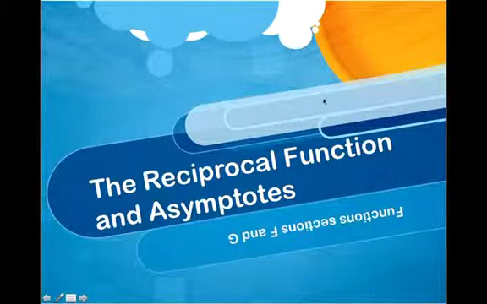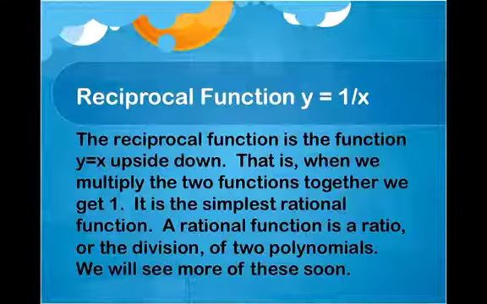In this lesson, we're going to be doing two lessons at the same time. We're going to be looking at the reciprocal function and asymptotes. The reciprocal function is very basically y equals 1 over x.